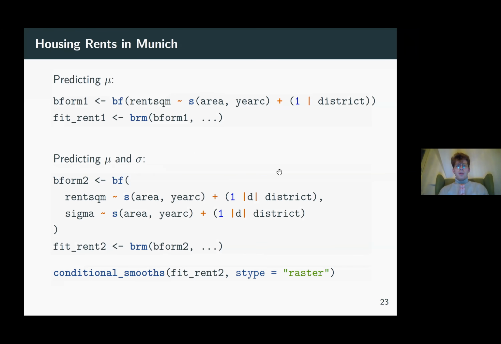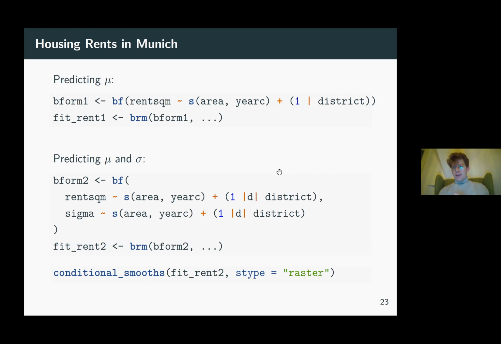So now I want to apply splines in one more complicated example, which is about modeling housing rents in Munich. We want to predict the rent per square meter of apartments in Munich as a function of the area of that apartment and the construction year, C for construction year.